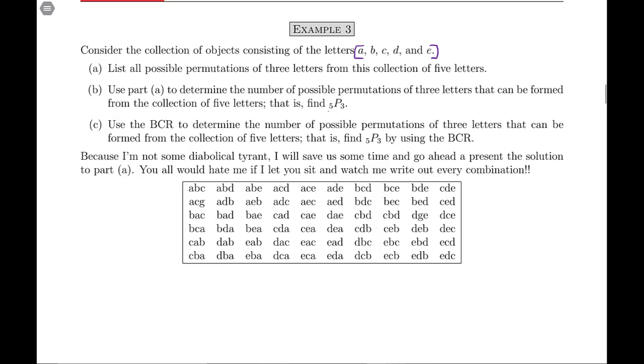So that means we have 5 total objects. We're looking at how many different ways we can arrange them in groups of 3. And then we're going to use the basic counting rule to determine the number of possible permutations of 3 letters that can be formed from the collection of 5 letters. So that is just to find 5 permute 3 by using the basic counting rule. And as I said right here, I'm going to save us some time and present the solution to Part A.